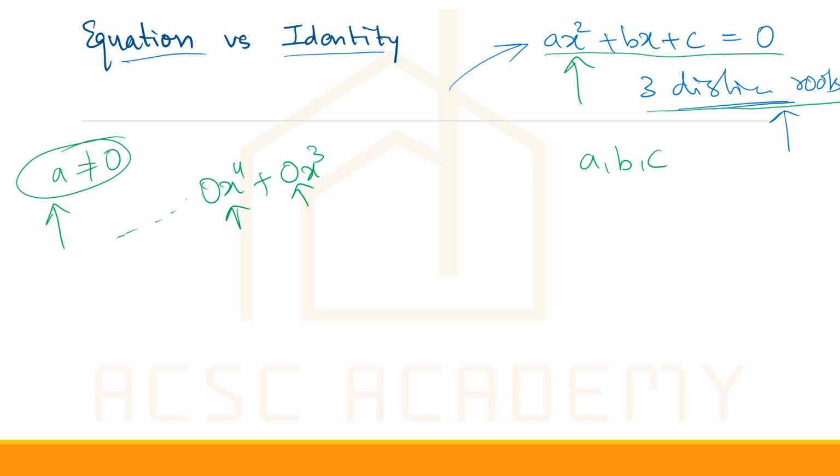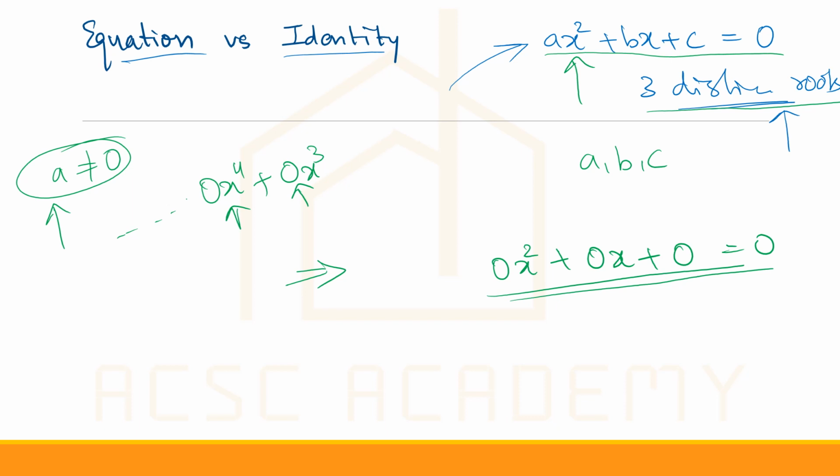So the only possibility in this case would be that all the coefficients must be 0. 0x squared plus 0x plus 0 equal to 0. This is what it has to be. Means a, b and c, all of them need to be 0. Then only you would be able to say yes, this has 3 distinct roots, 4 distinct roots, 1000 distinct roots. Why so?